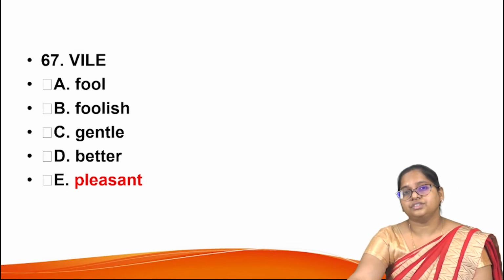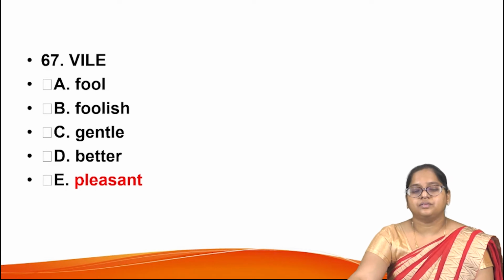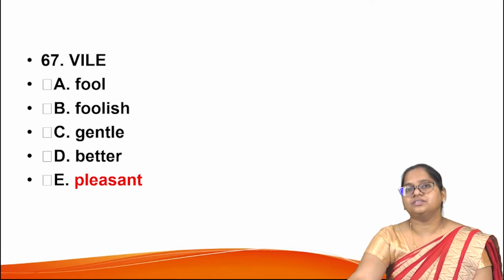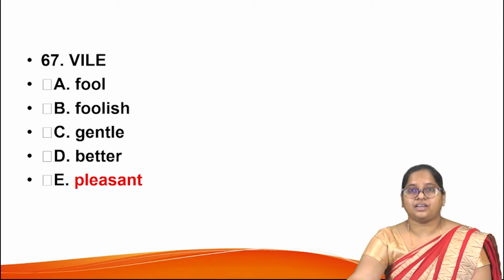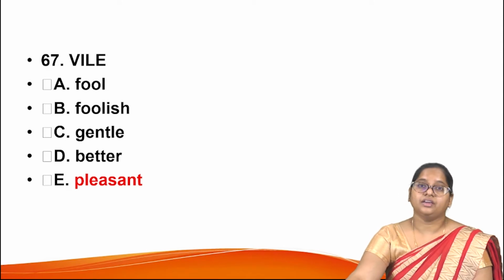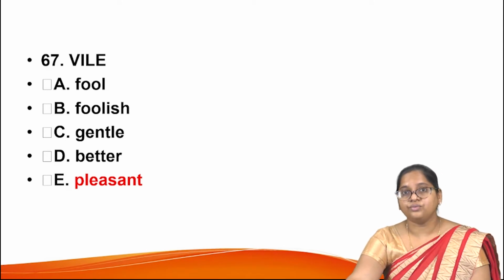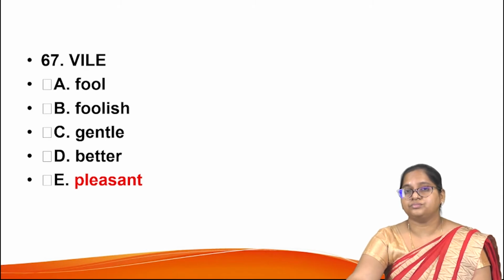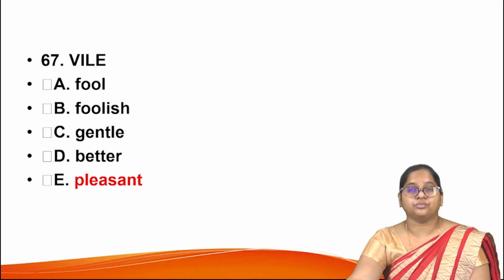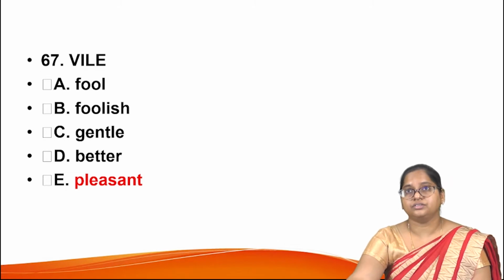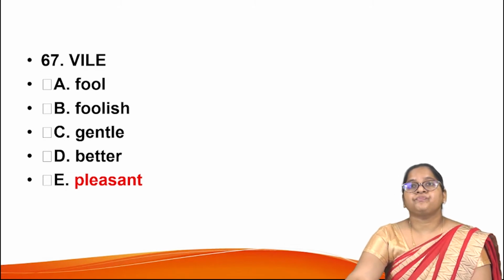Fool, foolish, gentle, better, pleasant. While is again to do with wickedness. Pleasant is to do with a very good thing, a pure kind of thing, very nice and morally okay, morally sound, maintaining proper ethics, and character is very good. So that is the sense of it.